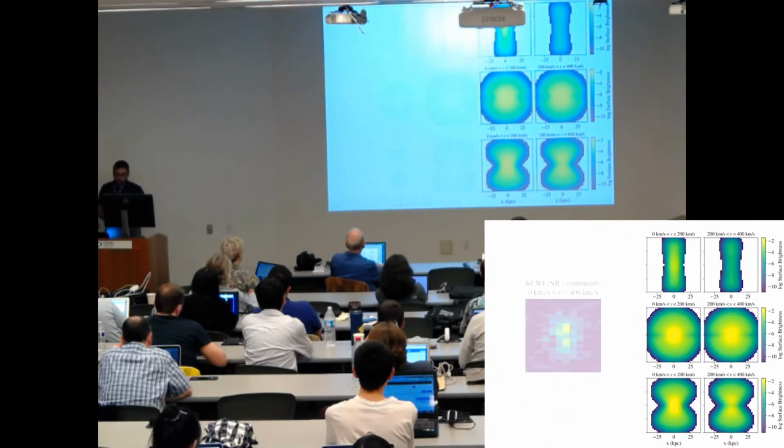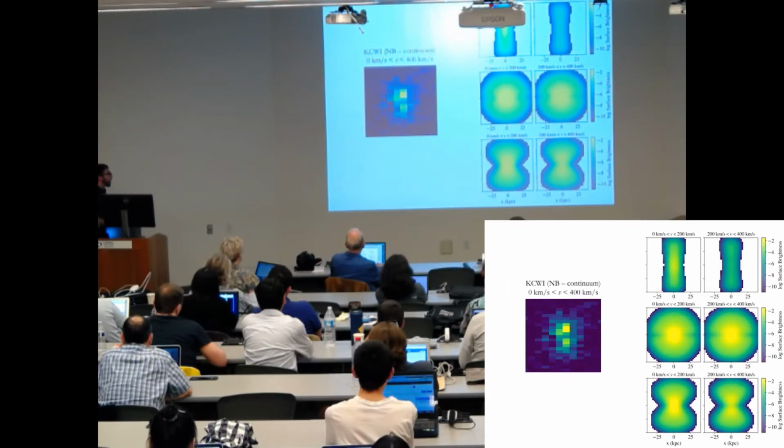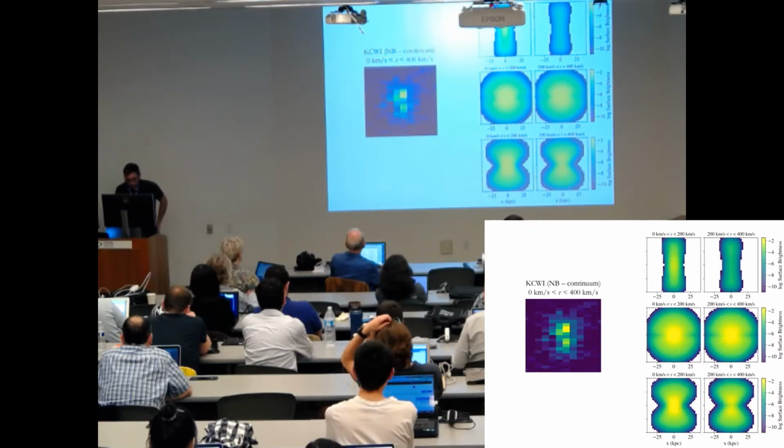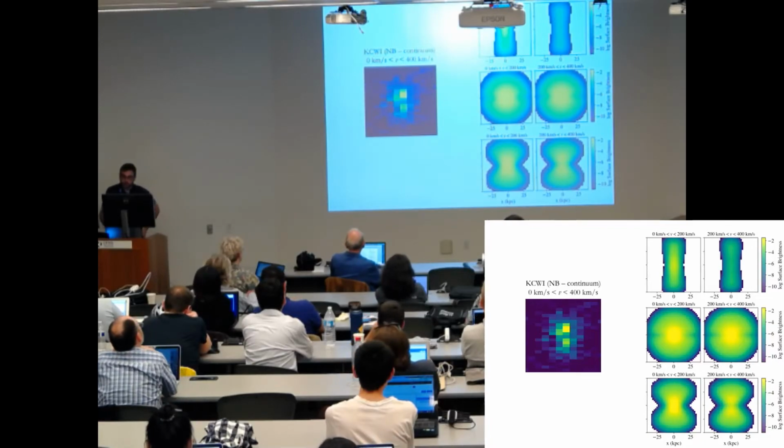I'll now put up our KCWI image. So as I said, this is a work in progress, but we can start to see that we are approaching the morphology of what we were observing in the KCWI data with this radiative transfer modeling. So this is very promising.